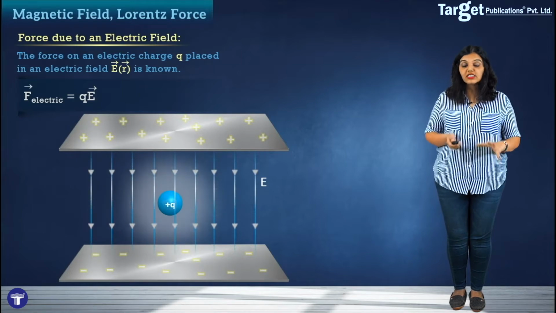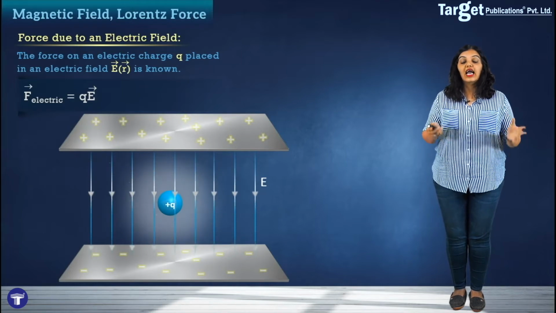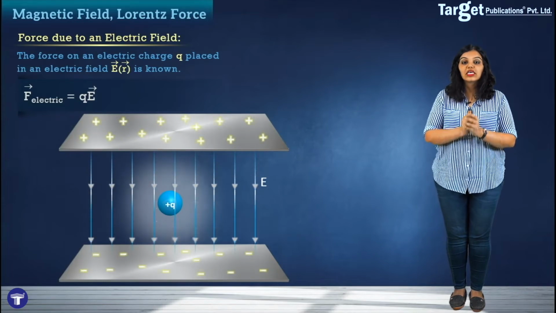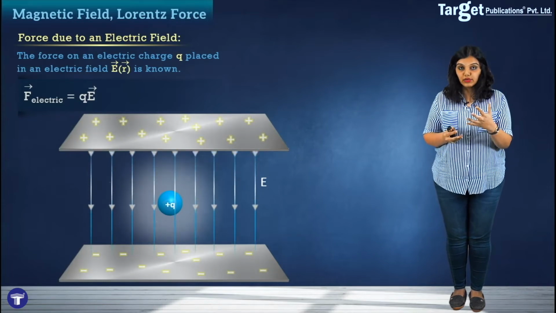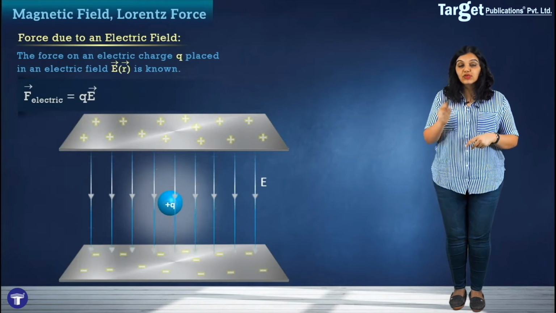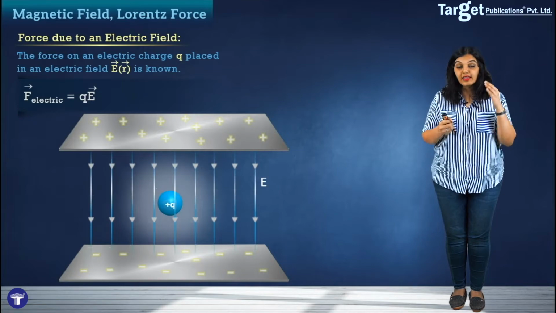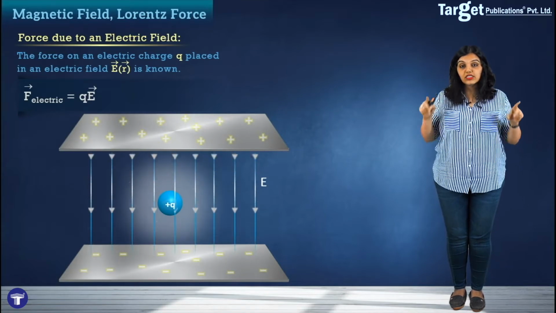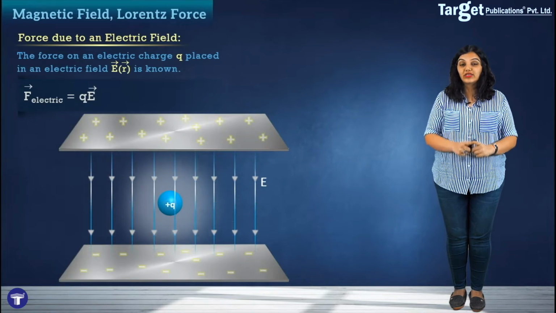But we also learnt about the force between two charges, and that was given by Coulomb's law, and that was 1 upon 4 pi epsilon naught into the product of the two charges' magnitude divided by the square of the distance between them. This was also a vector equation where the direction of the force was along the line joining the charges. So this was the force due to an electric field that we have already found.